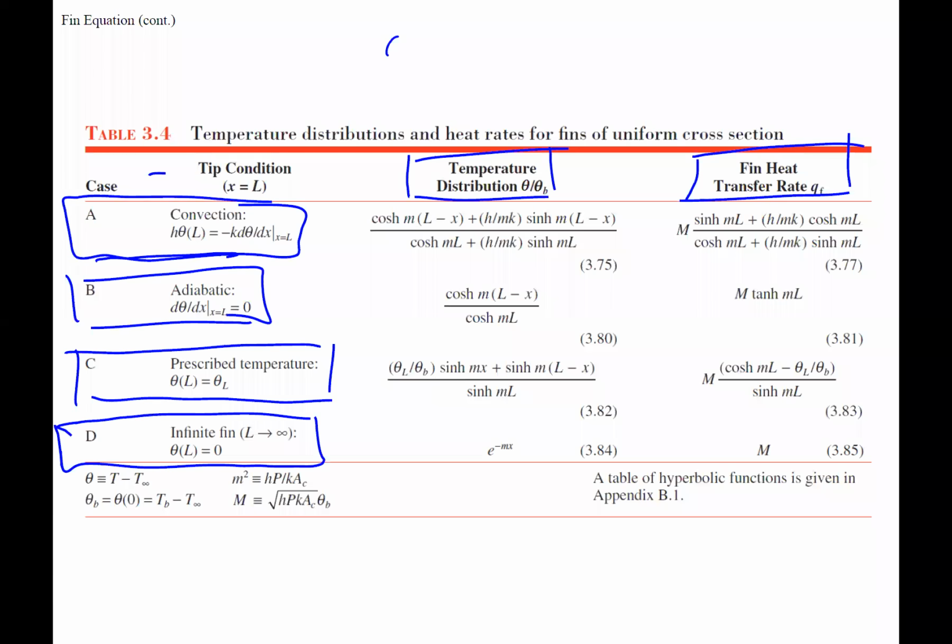So the temperature distribution one is theta over theta b, right? Which is just temperature at some location x minus T infinity, over temperature of the base minus T infinity. Okay. So if you want a temperature at some point along the fin, maybe it's at the tip temperature, you want to see how cold or hot it is, then you have that, or maybe it's some mid location, something. So that gives you the temperature profile.